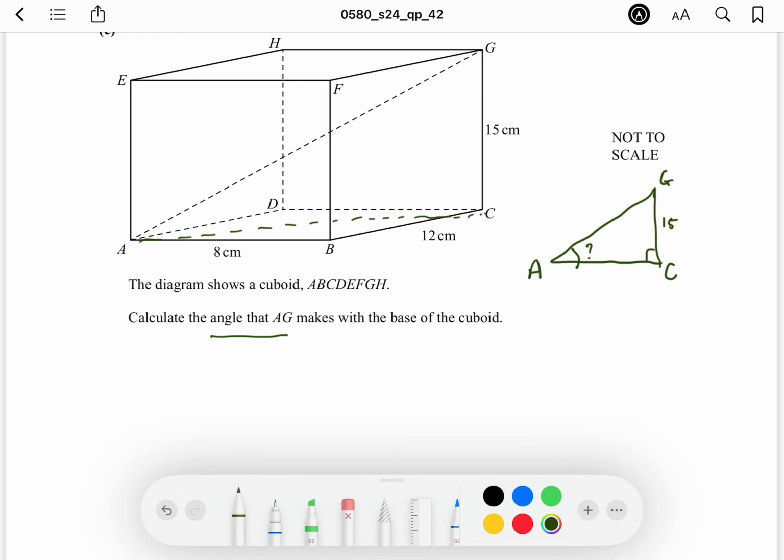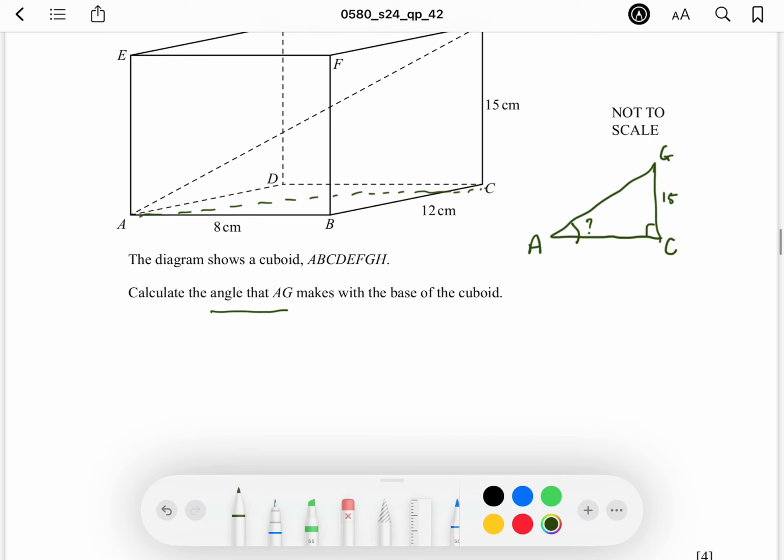AG ataupun AC? AC. AC. So, ani paksa imagine lah. So, AC ni yang di bawah. AC ni di bawah kotak ni. AC. Sini. Sini berapa? Sini? 12. So what you actually have is another triangle.